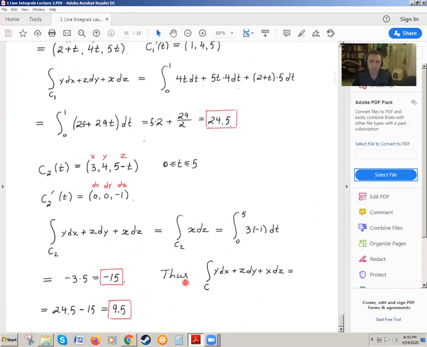So the calculation over the full curve is the piece over C1 plus the piece over C2, which is 24.5 minus 15, and that yields 9.5. I hope this might have been a little helpful.